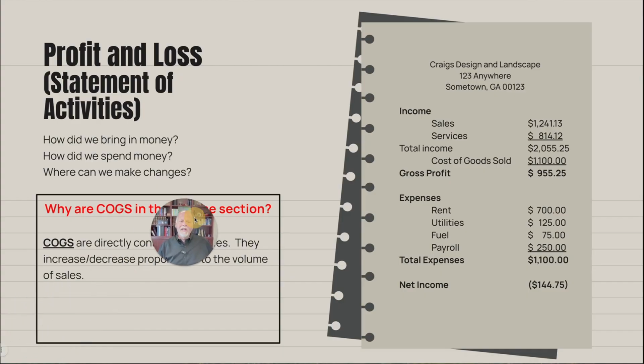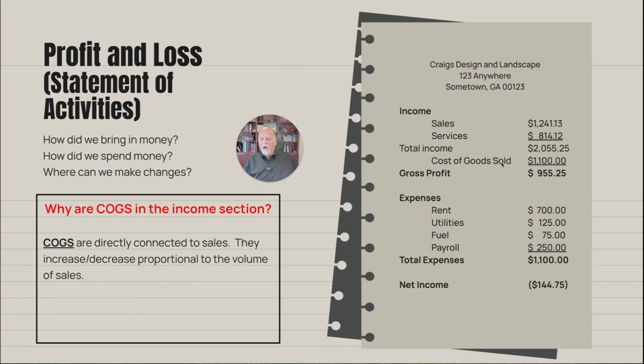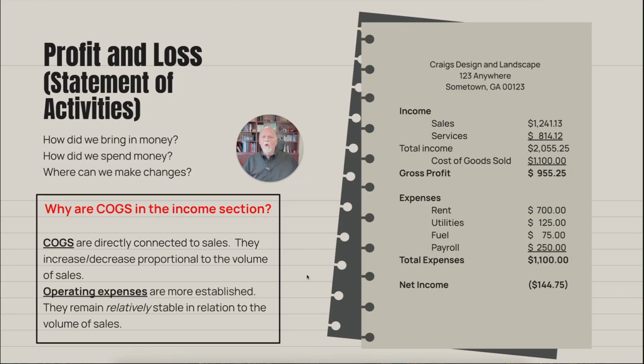In other words, if I were running an ice cream shop, I would have my costs of goods sold increase if my volume increased. The more scoops of ice cream that I put out, the more cups and plates and napkins that I'm going to have to purchase, and the more ice cream that I'm going to have to purchase. So cost of goods sold goes up or down directly proportionate to the amount of sales or services, whereas the operating expenses do not go up or down proportionate, or at least as much.